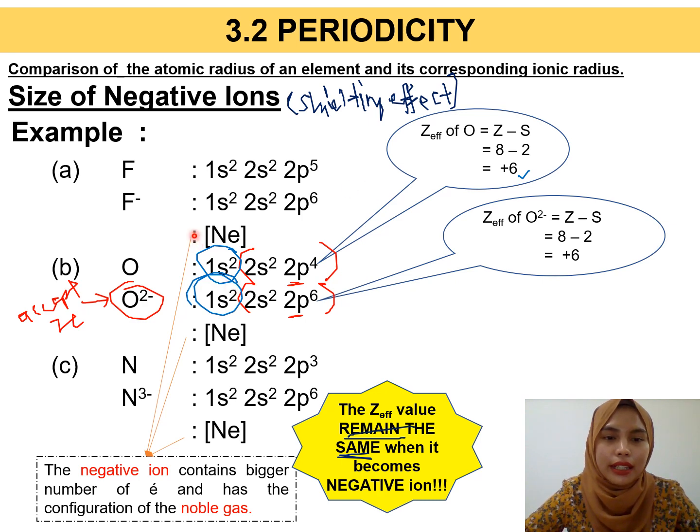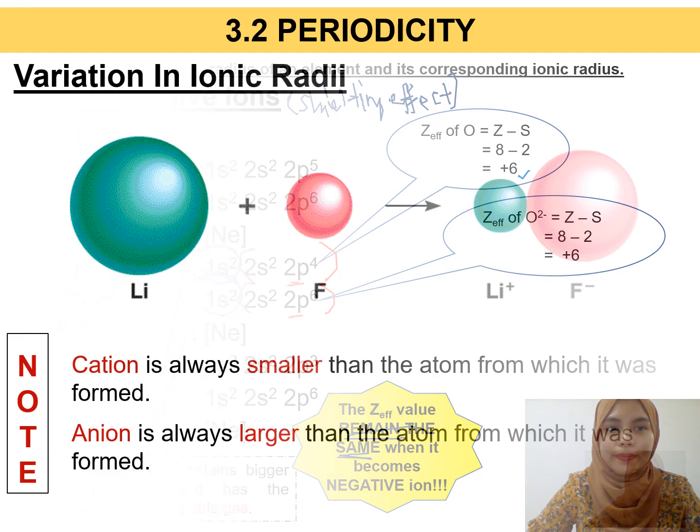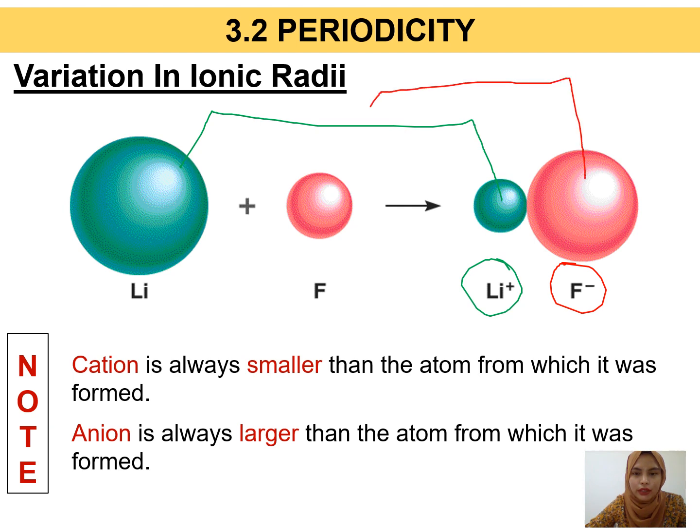Okay. For negative ions, their electronic configuration will also be the same as a noble gas when they become ions. Okay. To conclude, the size of a cation will always be smaller compared to its atom, while the size of an anion will always be larger compared to its atom. Alright.